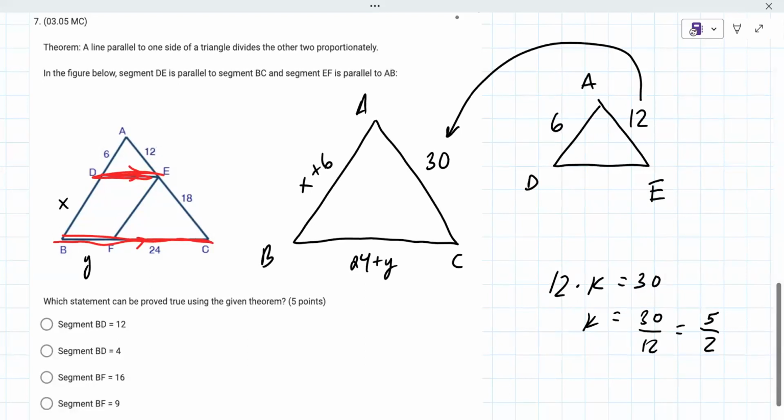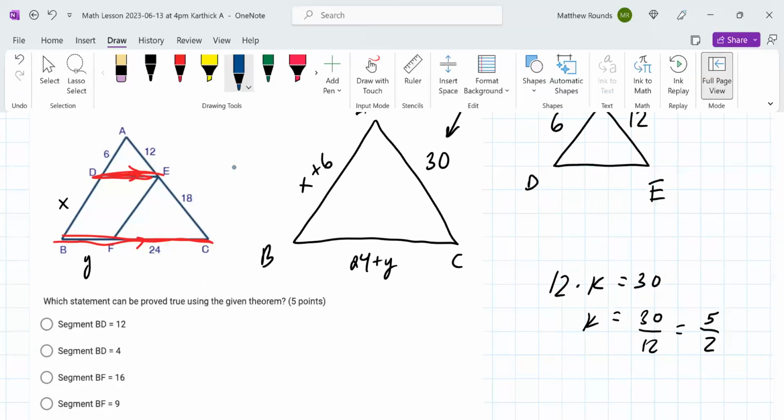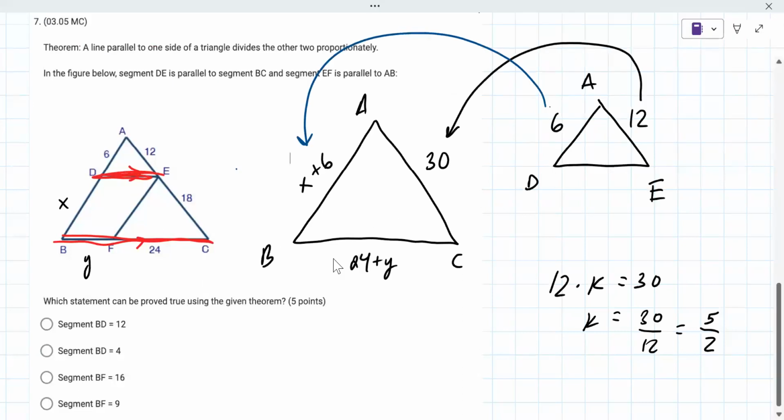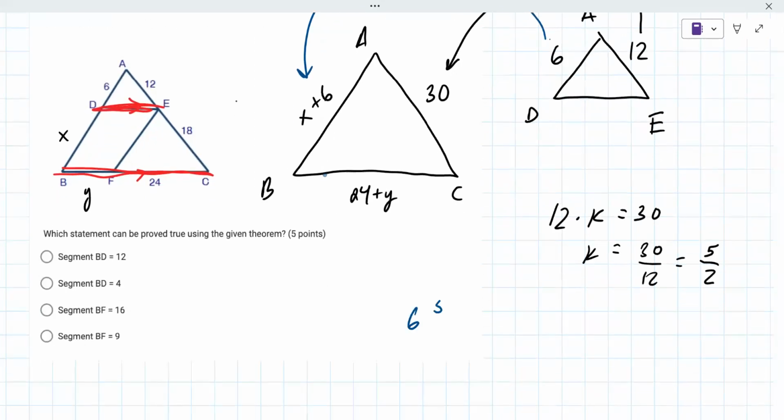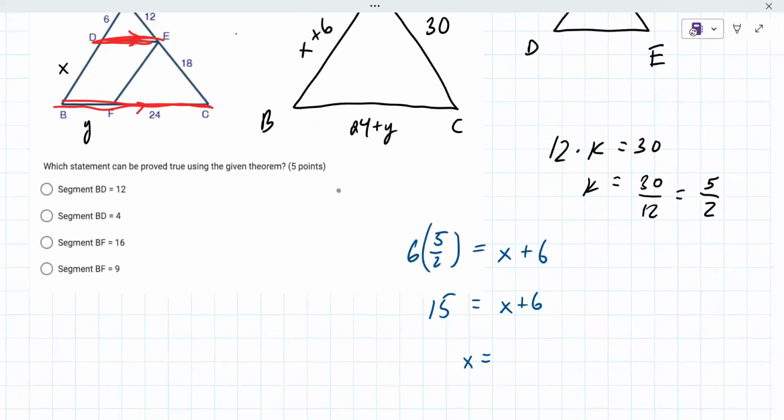All right, so same process. Now we say, okay, let's apply that to the one here, the 6. We can only apply it to the 6. We can't find y, I guess is the point. Whereas in the previous problem we could, because the 6 goes with the AB or X plus 6. So you take 6 times 5/2, and that's supposed to equal X plus 6. That's 15 equals X plus 6. Subtract and you get X equals 9, which is there, but it's not BF. It's BD that we're looking for with X. Got it.